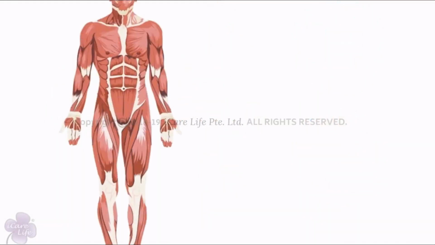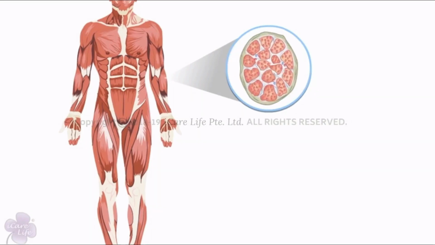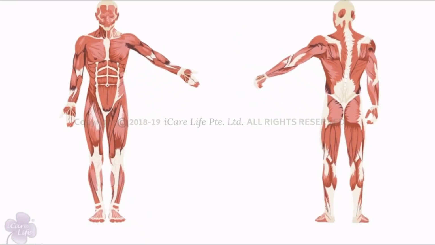Let us now look at the structure of a muscle and the types of muscles in the body. A muscle consists of thousands of long, fiber-like muscle cells bundled together. These fibers are made of proteins known as myofibrils, which are elastic in nature. The muscular system comprises three different types of muscles: the skeletal muscles, the smooth muscles, and the cardiac muscles.